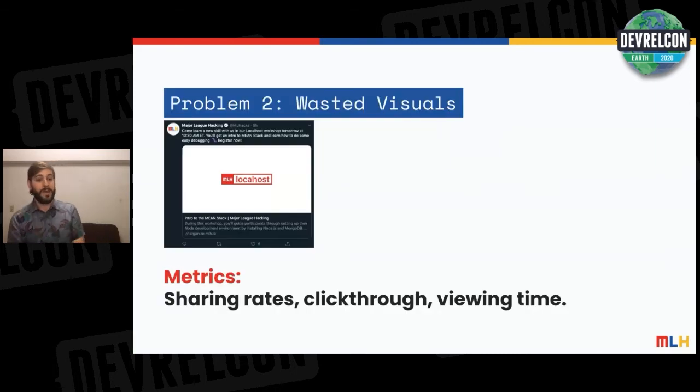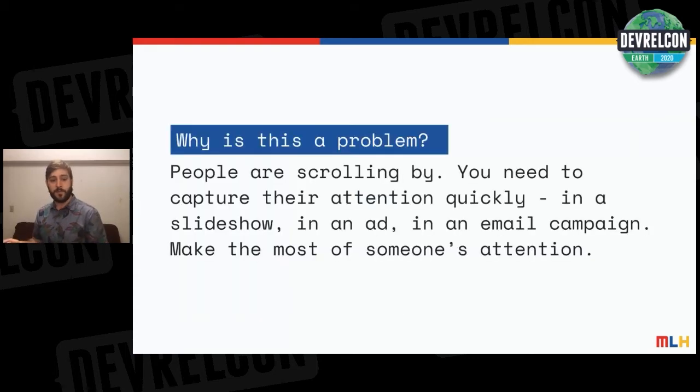The second problem was wasted visuals. This is specifically a problem with social media, which obviously is a valuable channel for DevRel. And oftentimes when you're linking to pages that weren't designed with visuals, this one from our own Twitter is a perfect example. It pulls in something useless like a logo. And these posts are not shared a lot. No one clicks on them. If they're a blog post or email, people don't view them for very long. People's attention spans are really, really short.